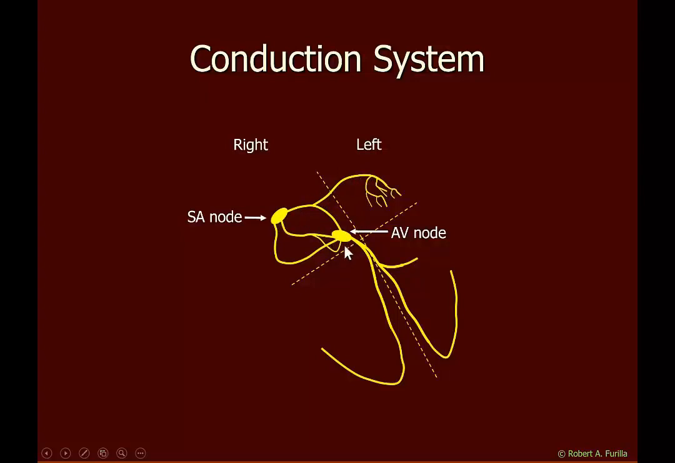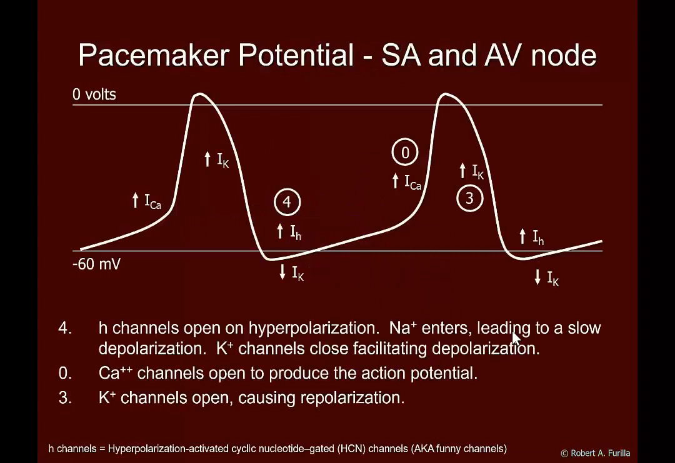AV node. The AV node represents a slow conducting pathway to allow the atria to finish contracting before the ventricles do. Once the electrical activity has passed through the AV node, it travels down the bundle of His, and then branches off into the right and left bundle branches, and then there's also an anterior branch on the left side as well. Let's talk a little bit about the pacemaker itself.